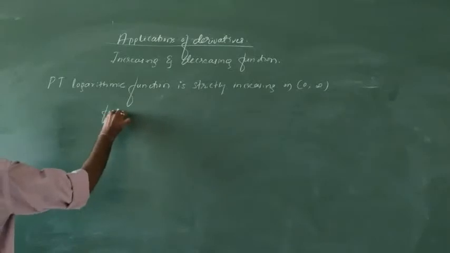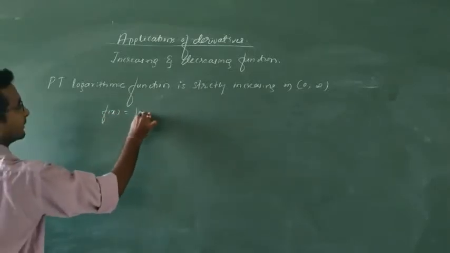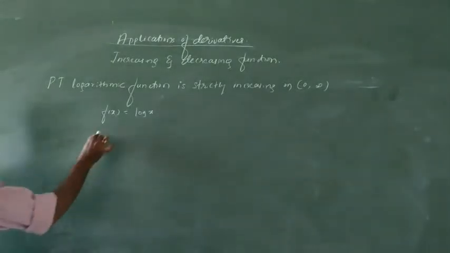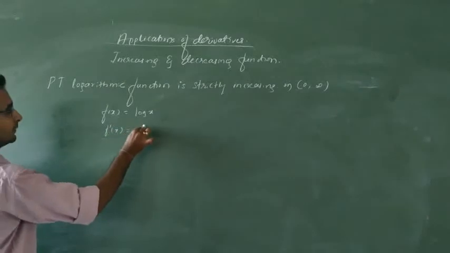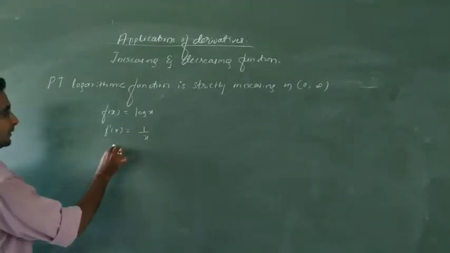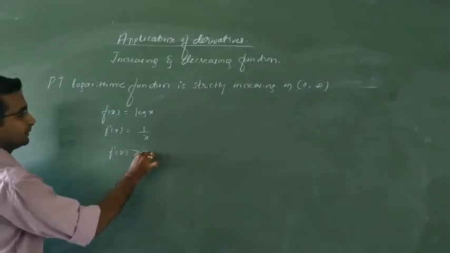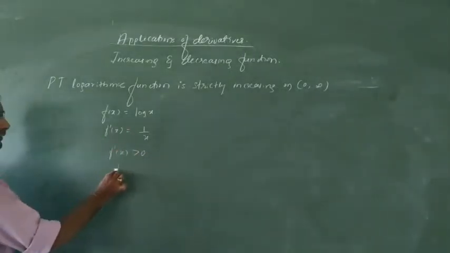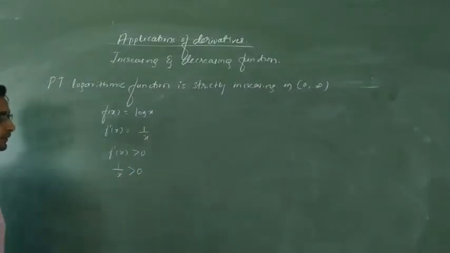So logarithmic function means we take f of x is equal to log of x. Increasing means what? f dash of x should be greater than 0. First find f dash of x, which is nothing but 1 divided by x. So the condition for increasing is f dash of x should be greater than 0. Then f dash of x is 1 divided by x, which is greater than 0.